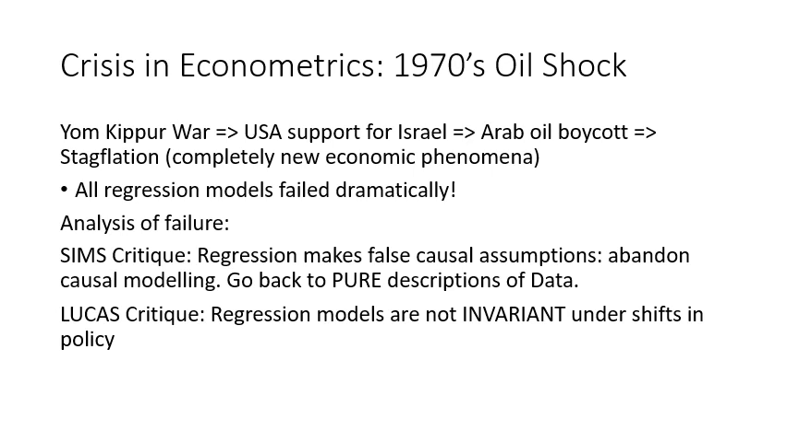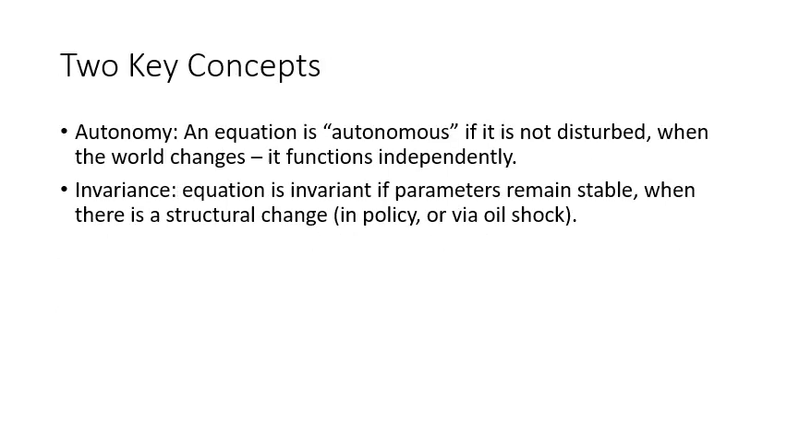Sims says we should abandon causes and go to pure description, and Lucas says that regression models fail because they are too descriptive. They just describe the patterns on the surface and they don't take into account the hidden causal factors. To understand this dispute and confusion, we have to use two key concepts. One is autonomy. An equation is autonomous if the whole world changes but the equation remains stable. So this equation functions independently. Like you see, if I drive a nail into the wall using a hammer, then the hammer is the cause of the nail going into the wall, and this will be true even if there are political upheavals and storms and lots of things are changing in the world. Of course, nothing is invariant to all things.